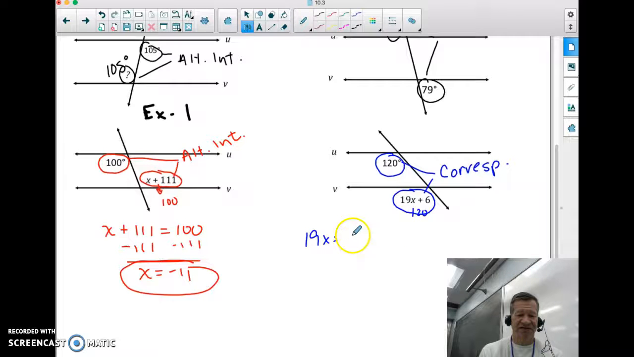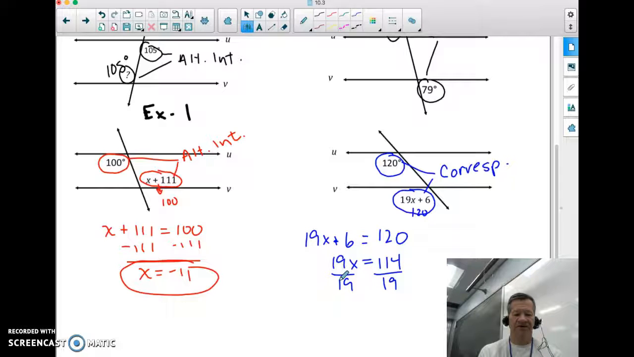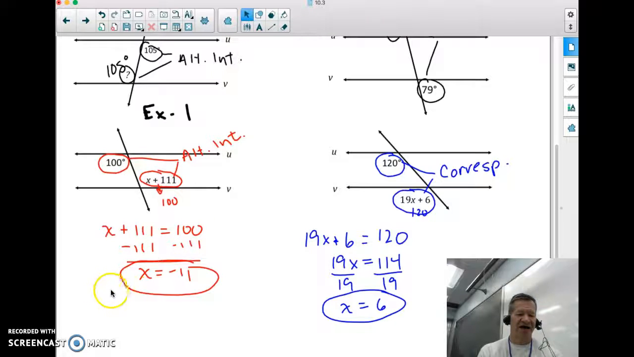So 19x plus 6 equals 120. Subtracting 6 on both sides, we get 114, and dividing each side by 19 gives us x equals 6. And there you have it. That's example one using the converse of the alternate interior, alternate exterior, consecutive interior, and same side interior theorems.